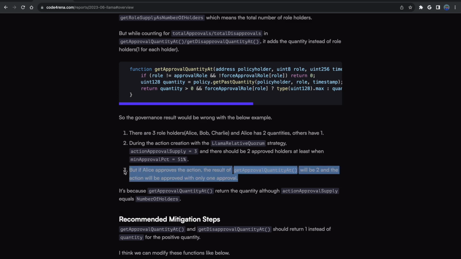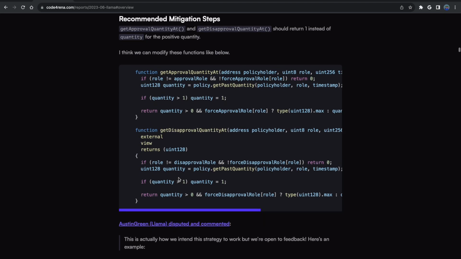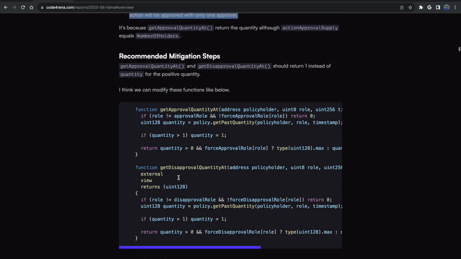Okay, so basically someone will be able to approve something, and this is a governance contract, and that is a pretty big issue, which is why I see it's a high. Someone will be able to approve something with just only 1 approval, and it seems like it's not meeting the full quorum of approvals that is needed. So this is cool, a great finding, a great write-up.